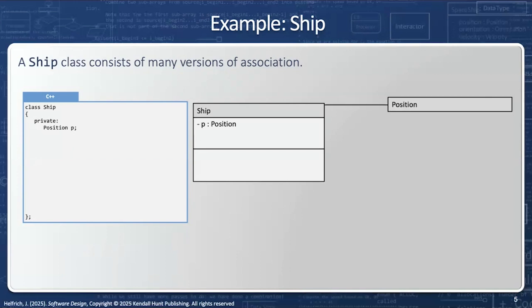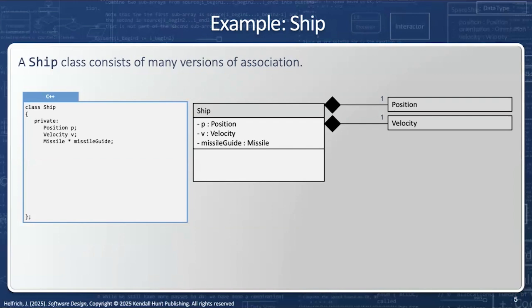What's the relationship? Well, it's association, but what type of association? Well, since the ship is going to create and destroy the position, it's going to be composition, and there's exactly one. Next, I have velocity, which is going to be just like my position class. It's going to be related by composition. I'm also going to have a pointer to a guided missile, which I may have or may not have.